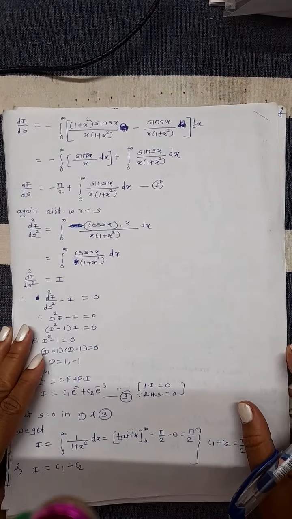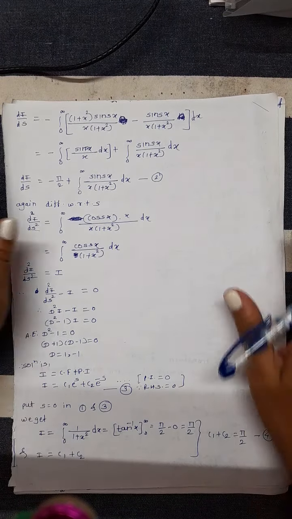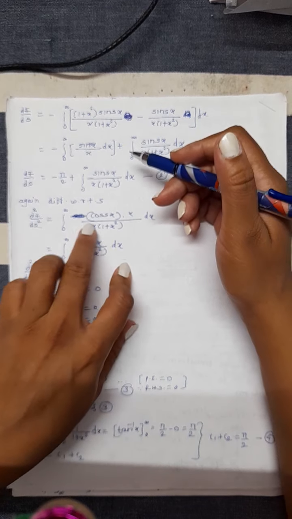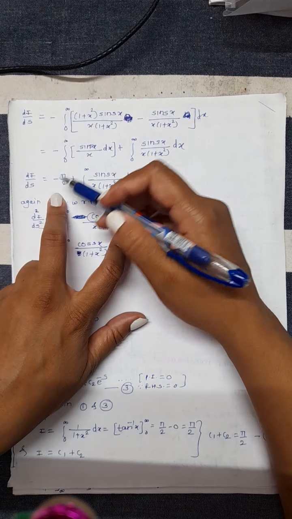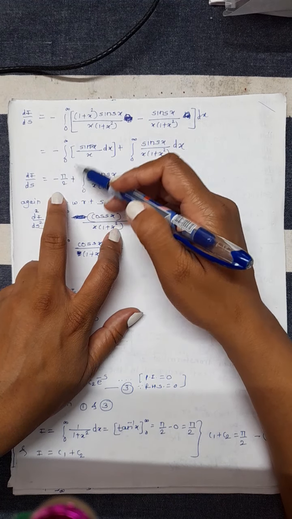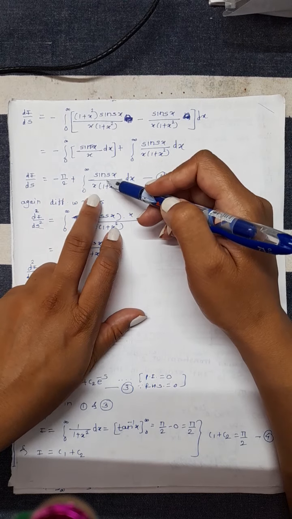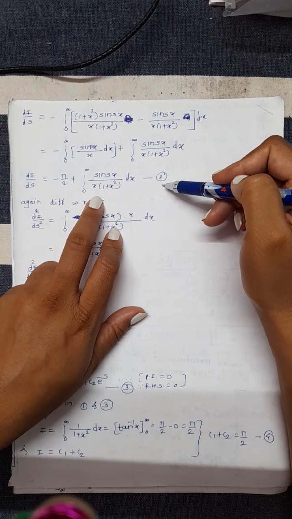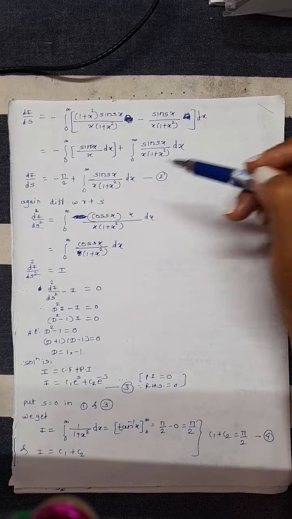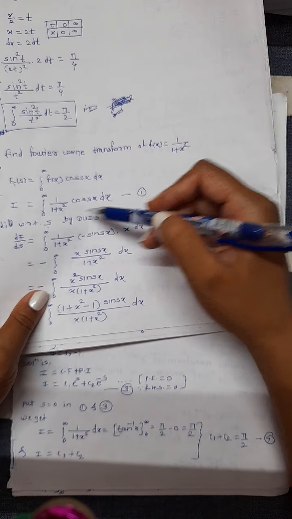The value of this is pi by 2, minus as it is, minus pi by 2, plus this integration as it is. Call that equation number 2. Already we have given our I as equation number 1.